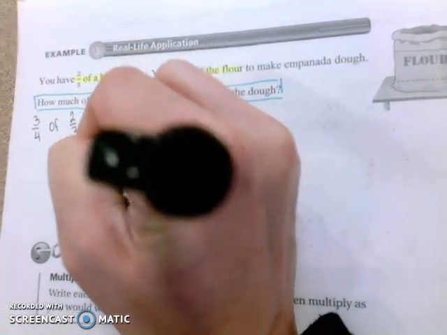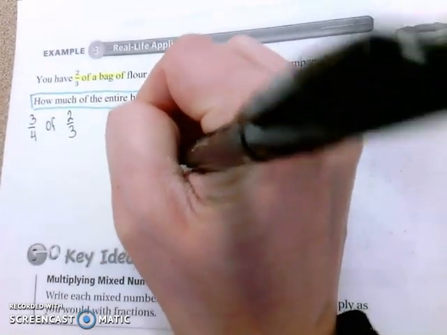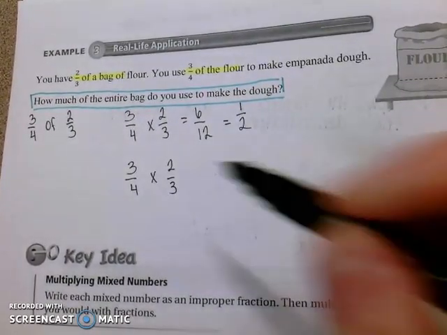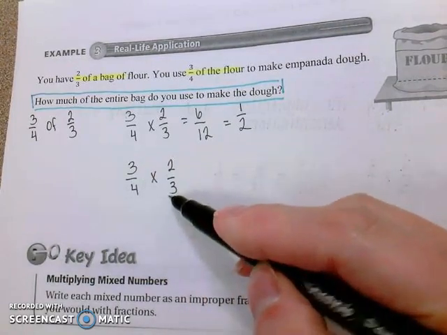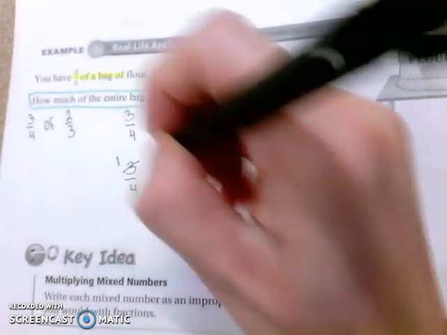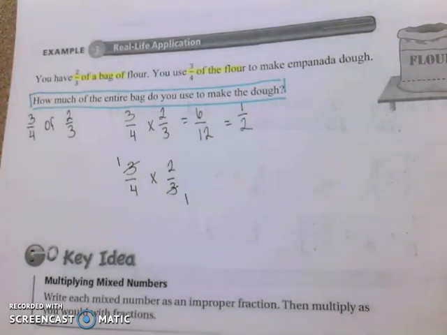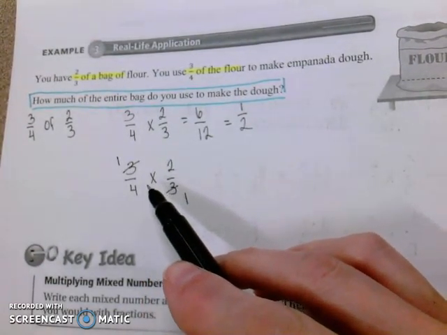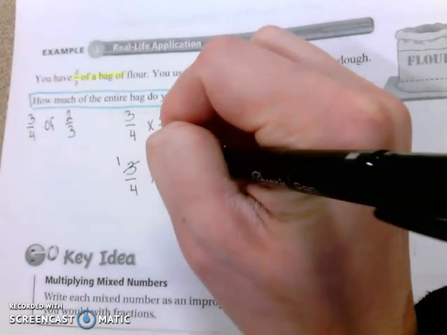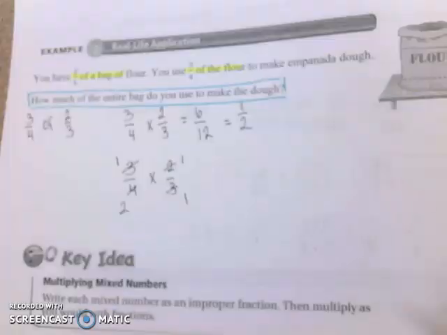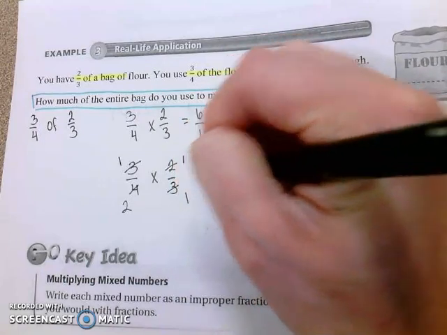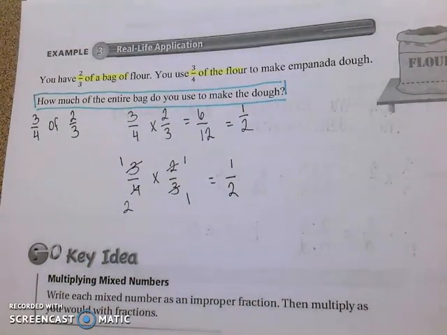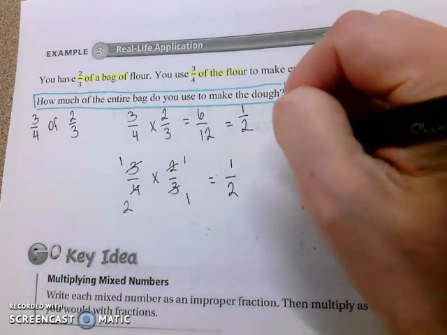So with that method, I'm going to set up my problem. I can take 3 and 3 and I can simplify those both to 1. And then when I look at the other diagonal, 4 and 2, those can both be divided by 2. So 2 divided by 2 and 4 divided by 2. So now I just have 1 times 1 and 2 times 1. No need to simplify. So I use 1/2 of the entire bag.